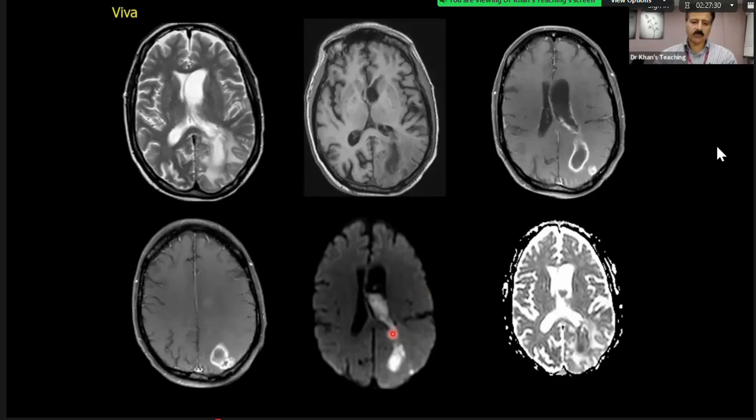Okay. So what is this? It's the intraventricular extension of the abscess, or debris. Okay, fine. Okay, well done.